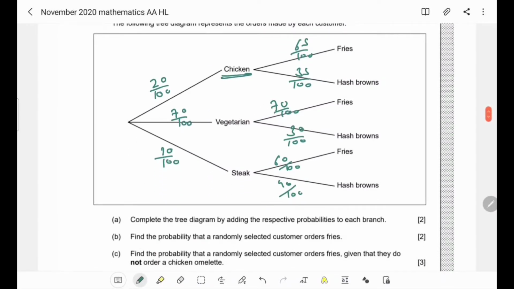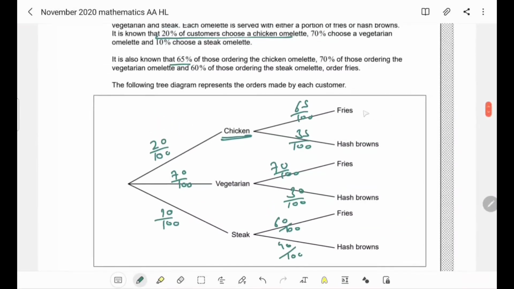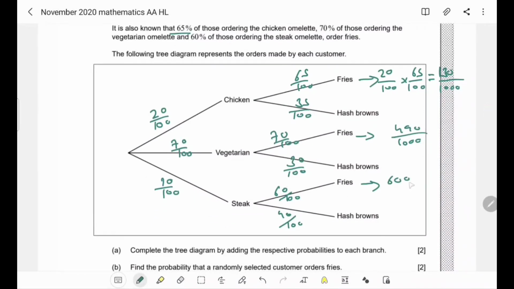Now for part B, find the probability that a randomly selected customer orders fries. So the probability of ordering fries: we need to find the ordering fries probability in the 3 cases. In the first case, the probability of ordering fries is 20 over 100 multiplied by 65 over 100. We can simplify it also by cutting zeros. And for the second part, this one is 4900 over 10,000. We can cut a 0, so it's 490 by 1000. And for the third case, 600 over 10,000. So I can cut 0 also. We can cut one more 0 to make the base the same.